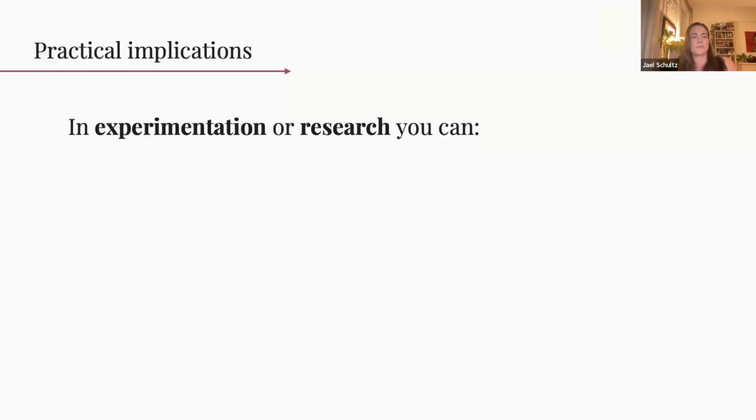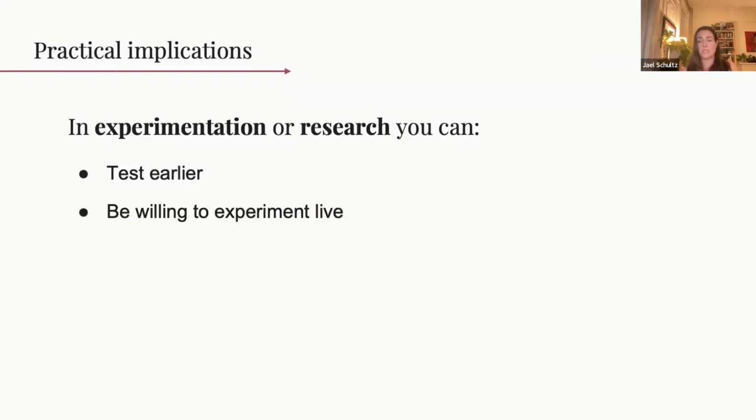But Rupa, if you don't mind noting that one for the end so we can make sure we get back to it. Yeah. So if we're in the experimentation or research phase, we can do some things like test earlier. Now that we know we don't know what we think we know, we can get out there and get evidence to prove ourselves wrong or right. We could be willing to experiment live.